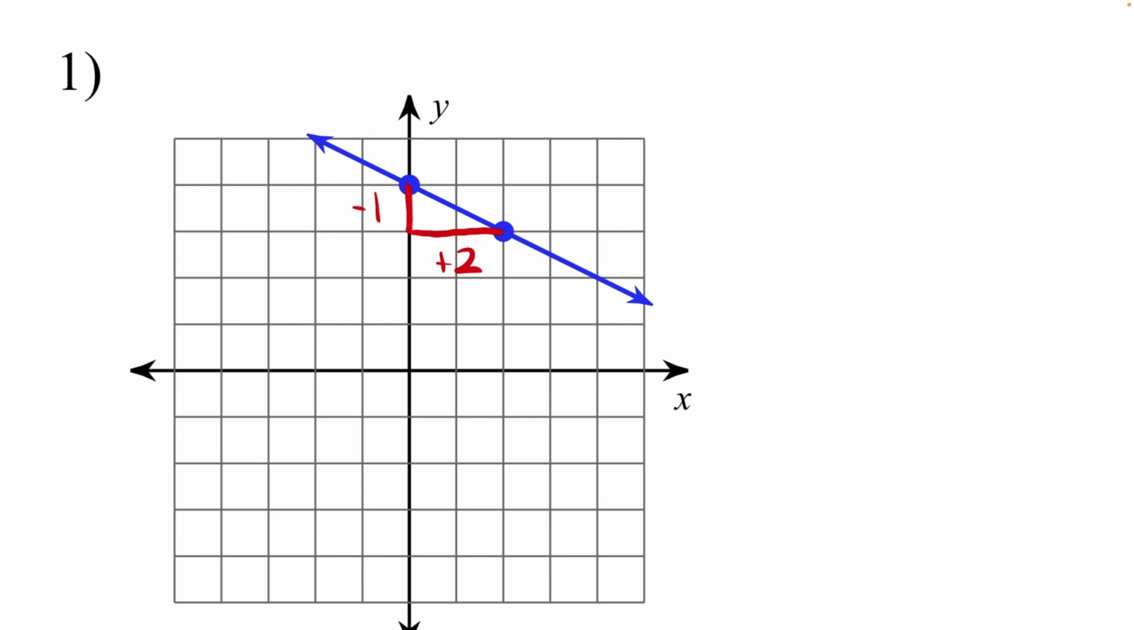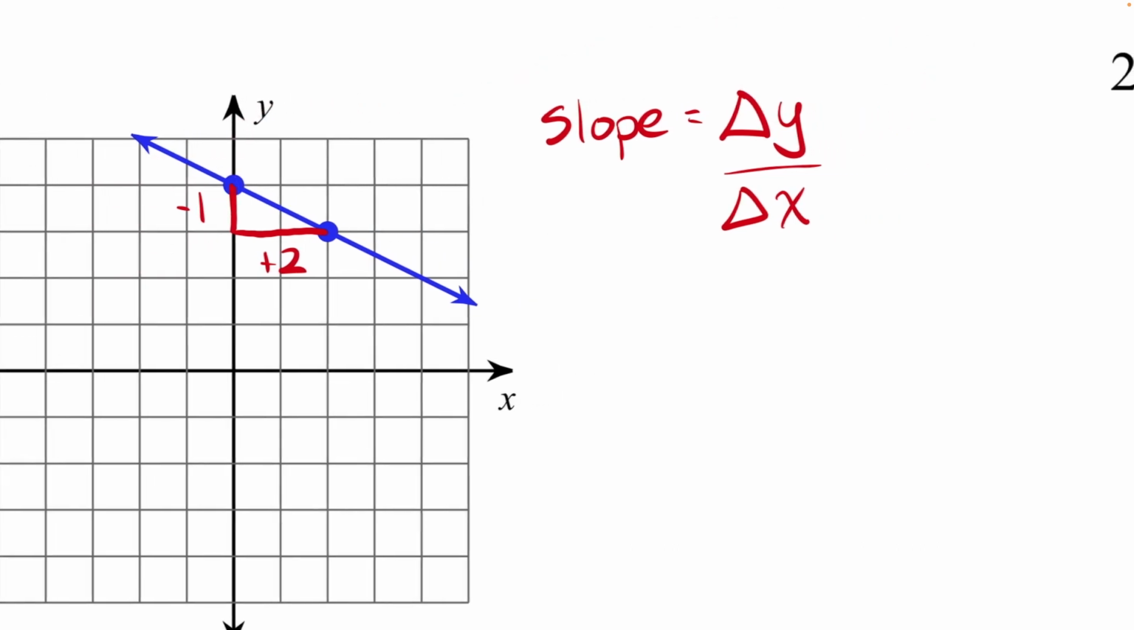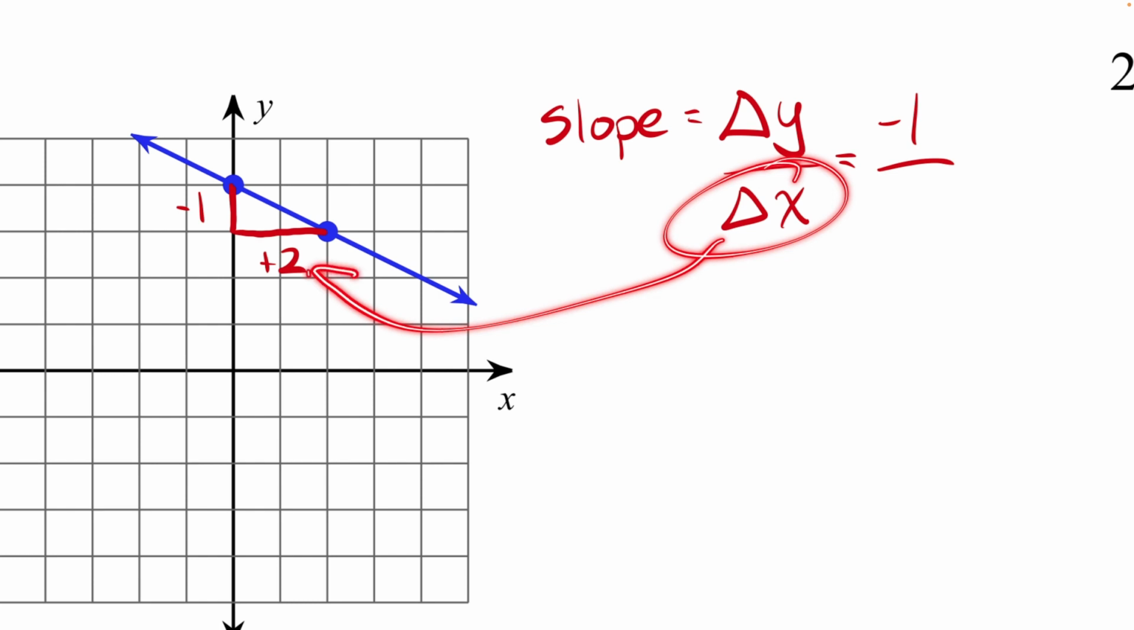From here, I'm going to go to the definition of slope. Slope is equal to the change in y over the change in x. The change in y is how much up or down we moved. You can see that -1 is how much up or down we moved. So over here, I'm going to say that the change in y was -1. For my change in x, that's how much left and right I moved, and I moved +2.